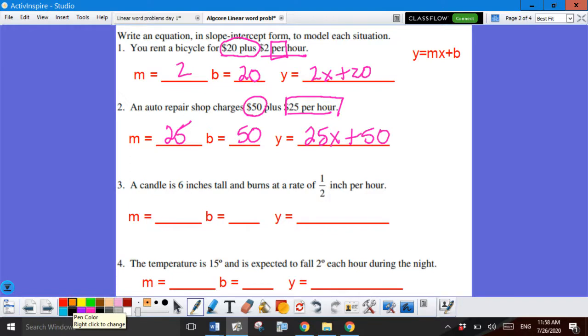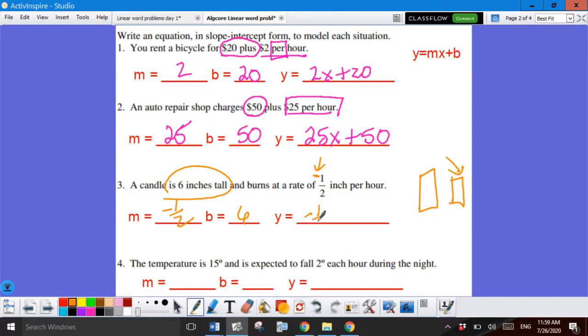Okay, a candle is 6 inches tall. That is my B. It burns at a rate of ½ inch per hour. Well, I need to think about that for a second because here's the candle. That means it is getting smaller. So that means this is actually negative. So my slope is actually negative 1/2. So y equals negative 1/2 x plus 6.